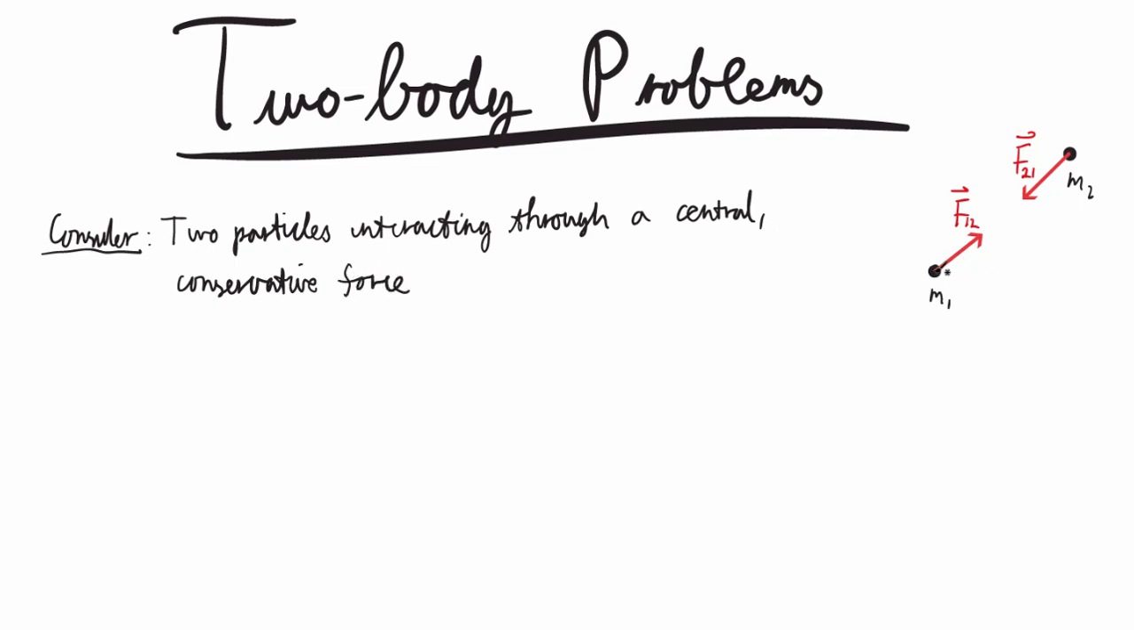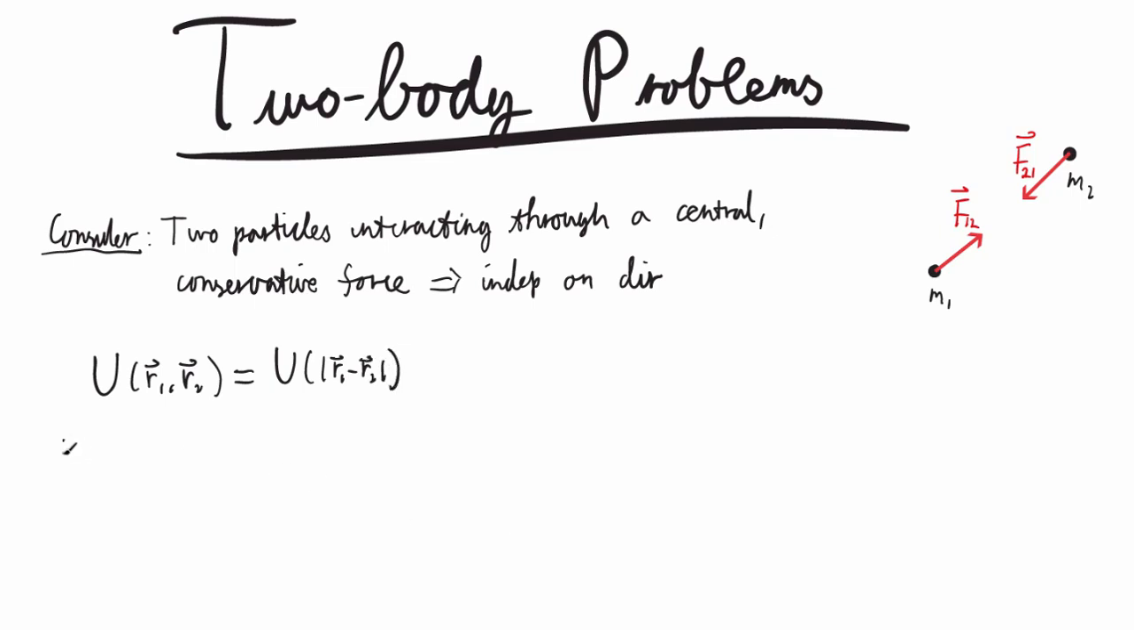So two particles who are interacting through a central conservative force. So if the force is conservative, that means it doesn't depend on direction. So that means that the potential that we can associate with these two particles, U of R1 and R2, as we've seen before, is really just a function of the magnitude of R1 minus R2.